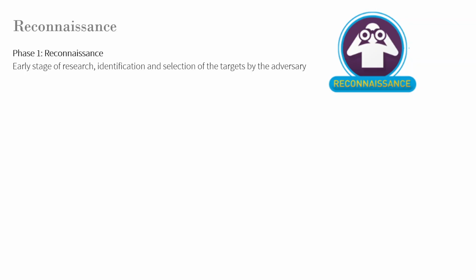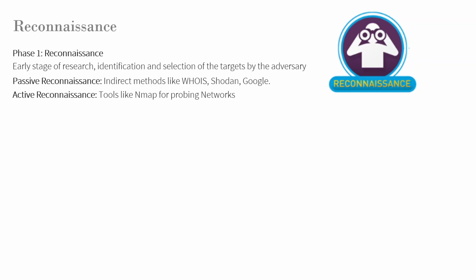Phase 1: Reconnaissance. This is the early stage of research, identification, and selection of the targets by the adversary. They start with the quiet, passive recon, followed by the slightly more noisy active reconnaissance. Some reconnaissance defense measures include removing sensitive data from job postings, press releases, or social media that attackers could exploit. For example, avoid listing specific software versions or internal systems.